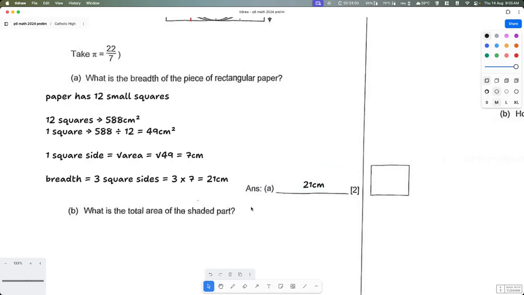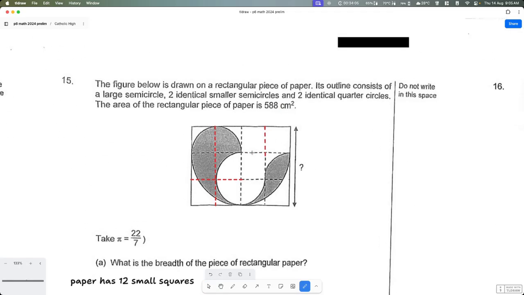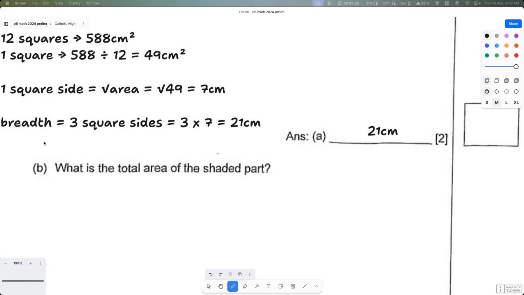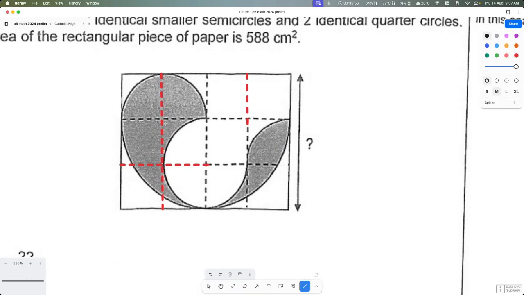Okay, let's move on to the next part. Part B. What is the total area of the shaded part? To get the area of the shaded part, first we have this thing over here. I'm going to make this the color purple. Over here it's basically a quarter circle minus a square, something like this. I'm going to bend it a bit like this.